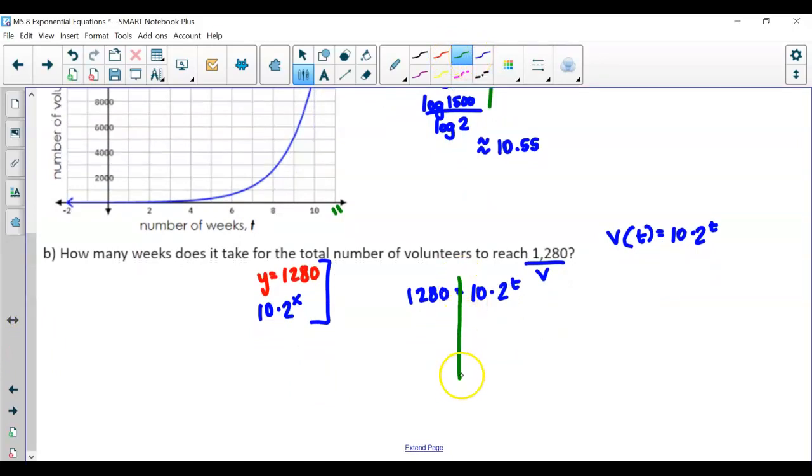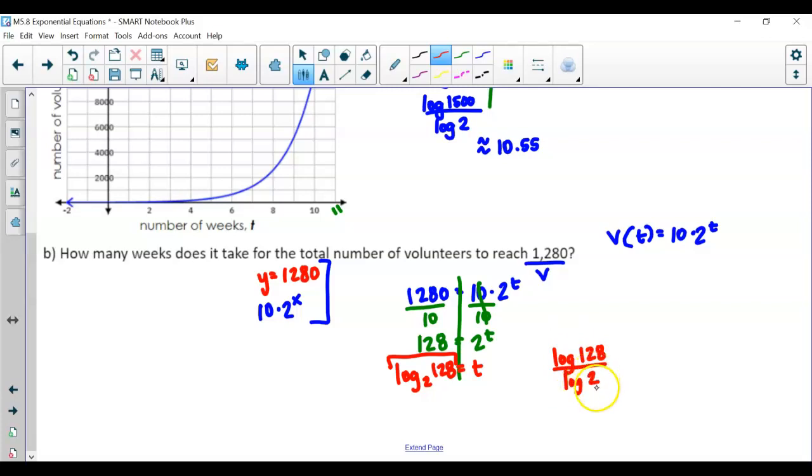So again, here, what do we have to do first? Divide by 10, right? Because it's being multiplied. So I've got 2 to the t is now equal to 128. So now don't divide by 2, right? It's an exponential. Write it as a log. So log base what? 2 of 128 is equal to the exponent t. So now setting this up as your change of base, right? Log of 128 divided by log 2, you actually get a whole number of 7. So when you graph this in Desmos, they should cross at 7.